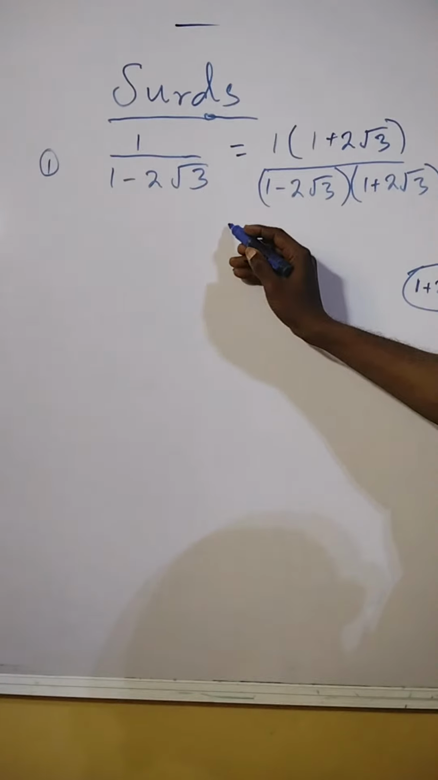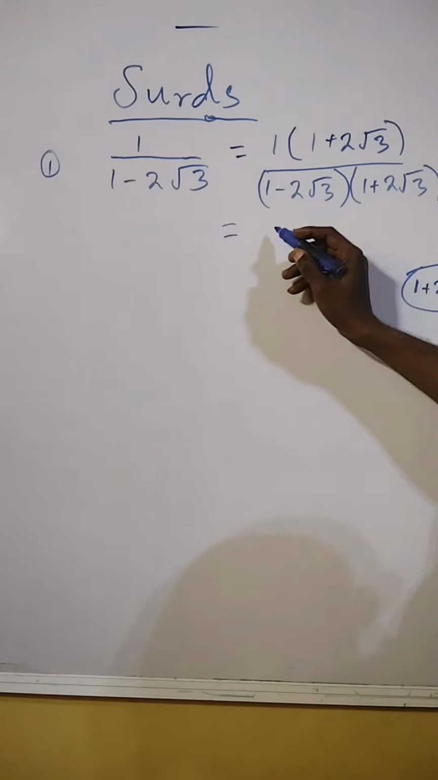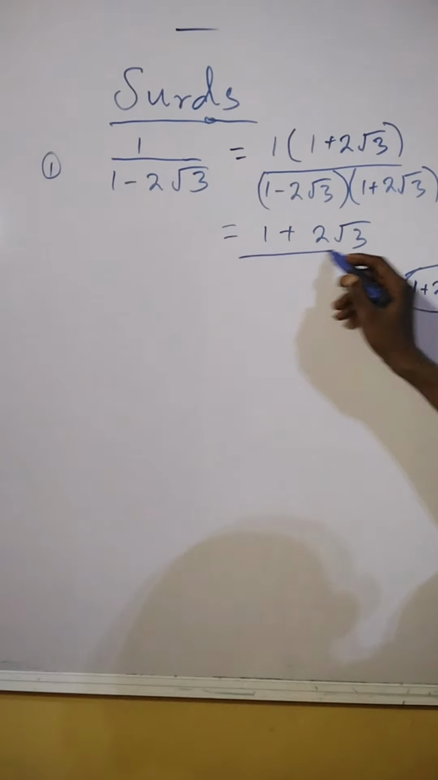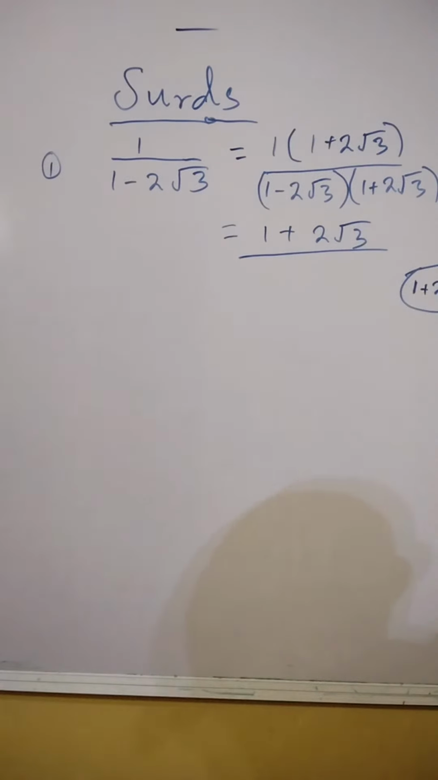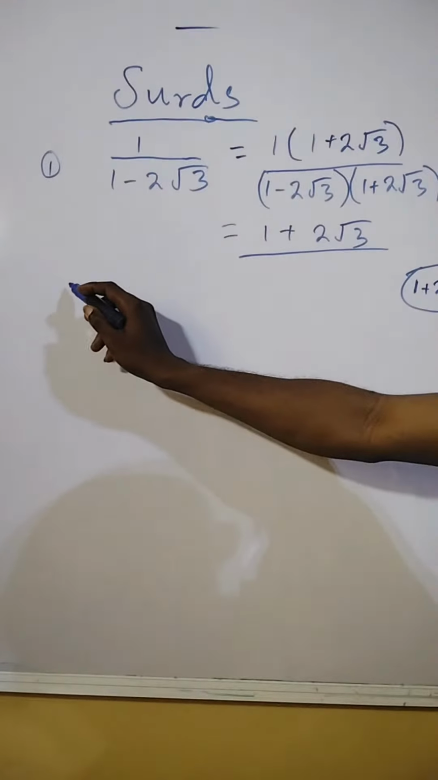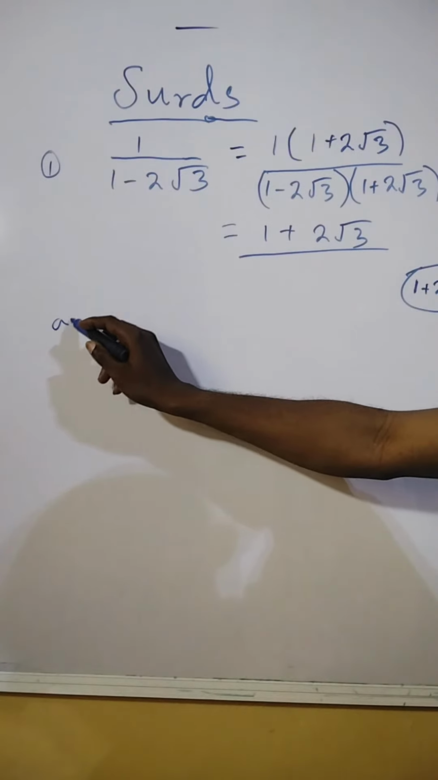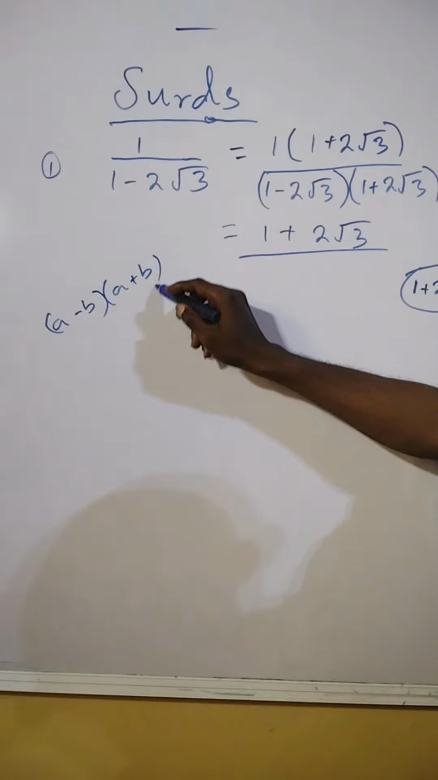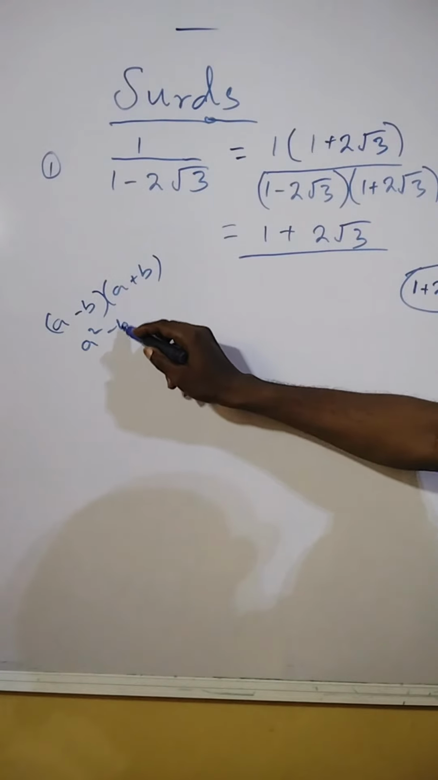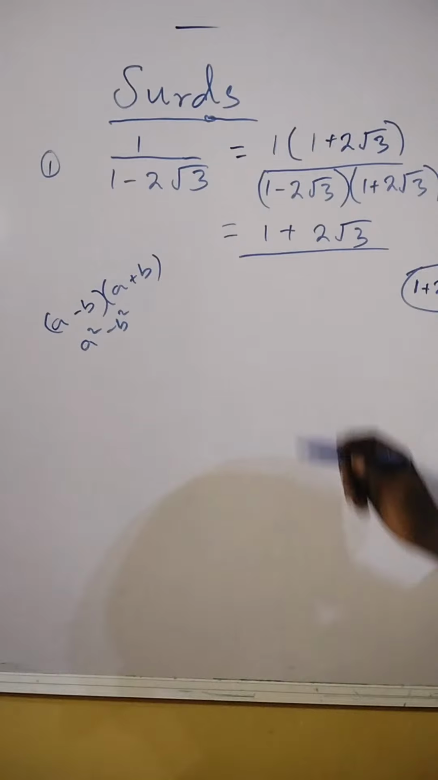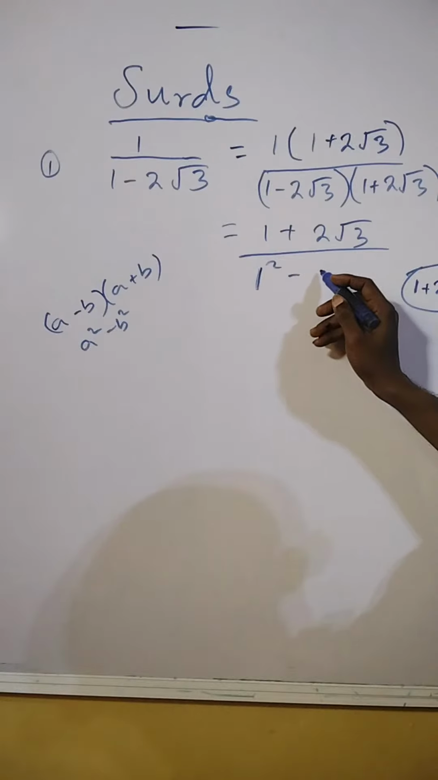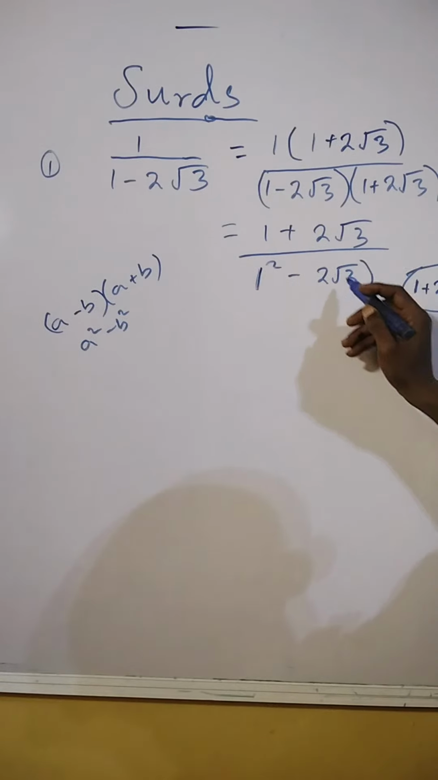So there is need for us to expand. And when one expands it, we still have the same thing as 1 plus 2 root 3. Then divided by, these are conjugate surds, and it follows when we have difference of two squares. So here we have a minus b into bracket, also open bracket, a plus b. We can express this as a squared minus b squared. That is, here a is standing as 1, so we have 1 squared minus b as 2 root 3, that's 2 root 3 whole squared.